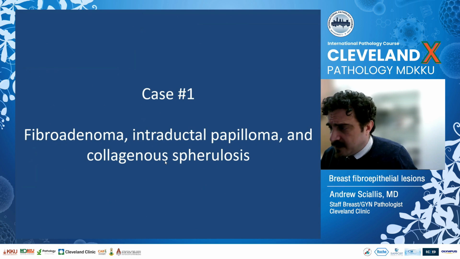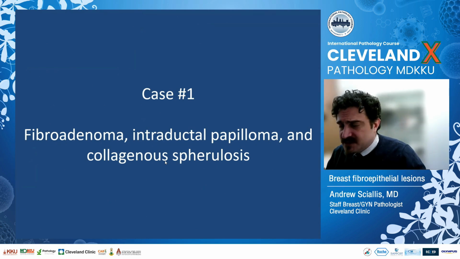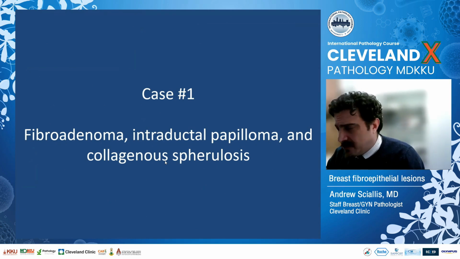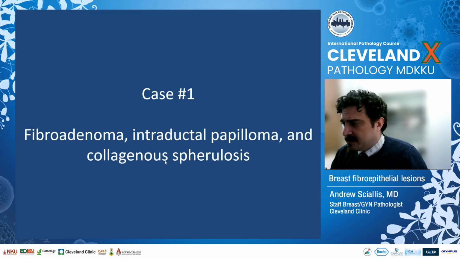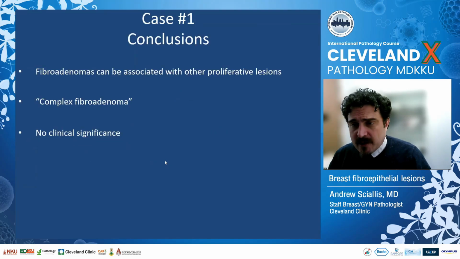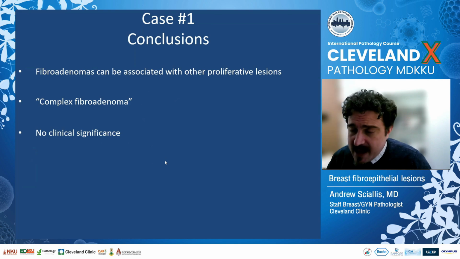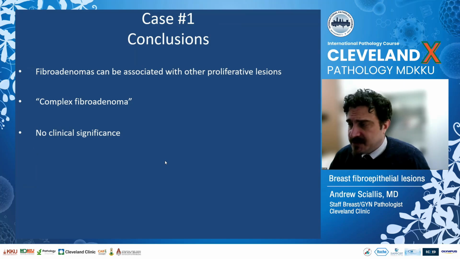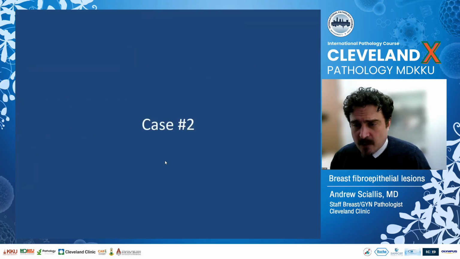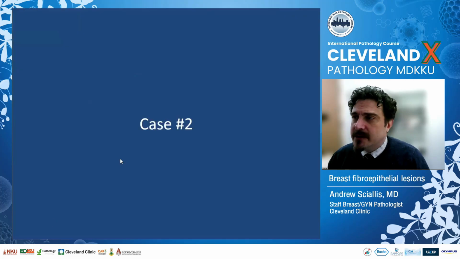But that's pretty much what it is: a complex fibroadenoma, when you have some other type of proliferative breast changes, sclerosing adenosis, or an intraductal papilloma. So fibroadenomas can be associated with other proliferative lesions. You could call this a complex fibroadenoma, and it's of no clinical significance, and the ADH was probably just collagenous spherulosis. Okay, now let's get to case number 2.